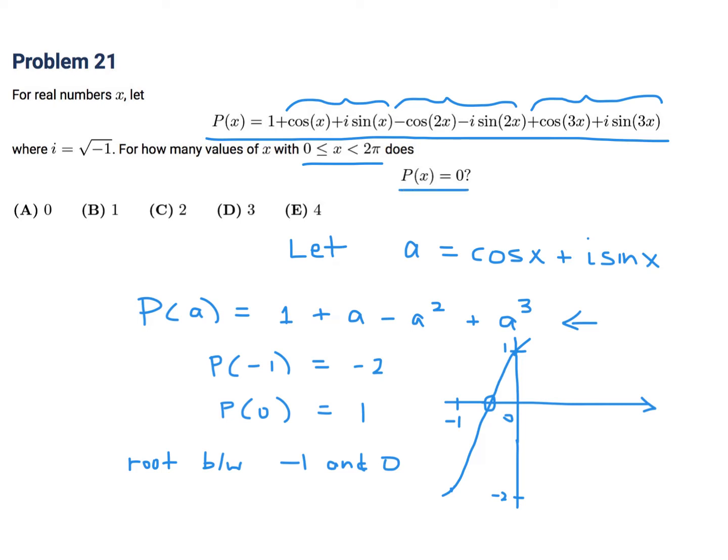Well, since the root is between negative 1 and 0, the root cannot be between 0 and 2 pi. So the answer here is none. There are no roots between 0 and 2 pi that would make that equation equal to 0. So the answer for this is A.